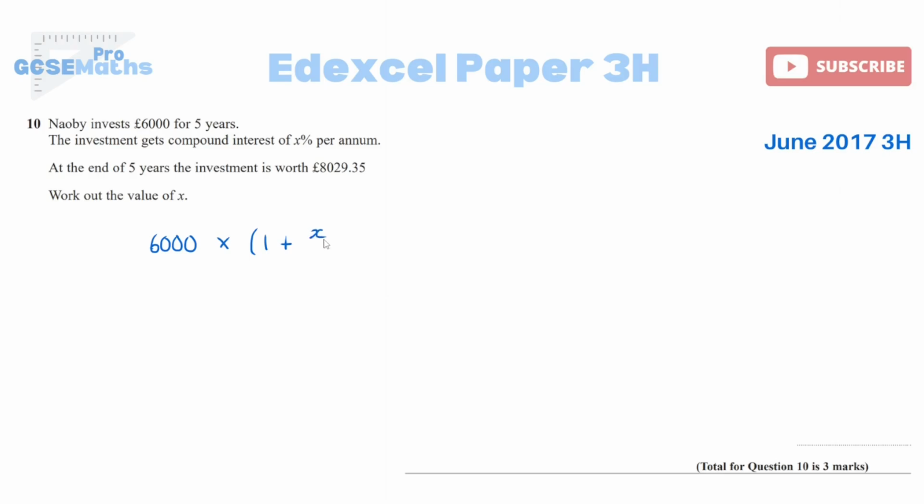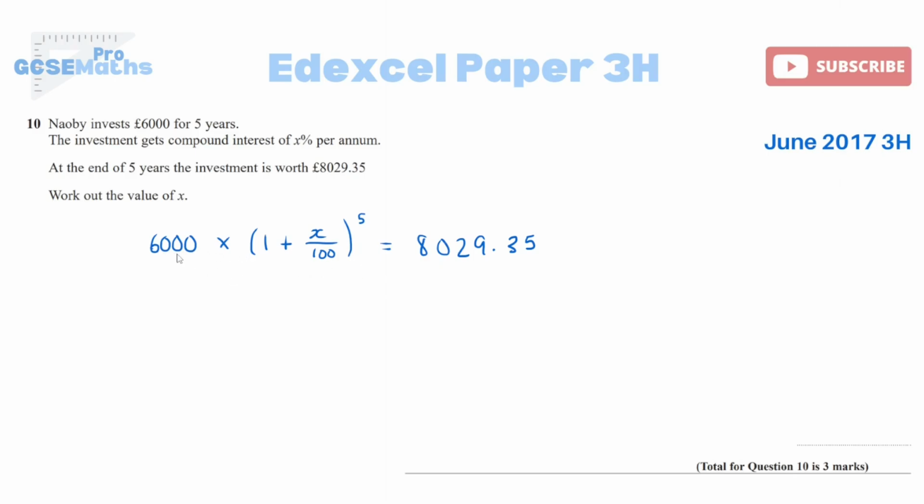So call that x over 100 to make it a decimal, to the power of 5 years. What we do know is that that would then make £8,029. So now I've got my equation set up. Just think about algebra. I just need to solve for x.